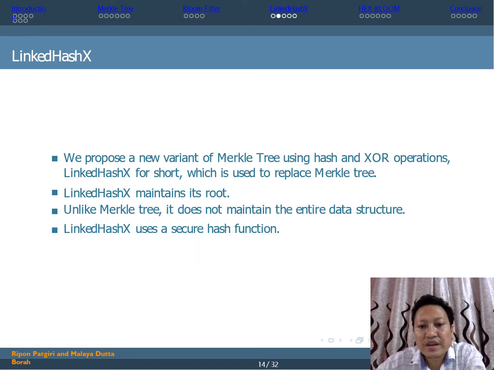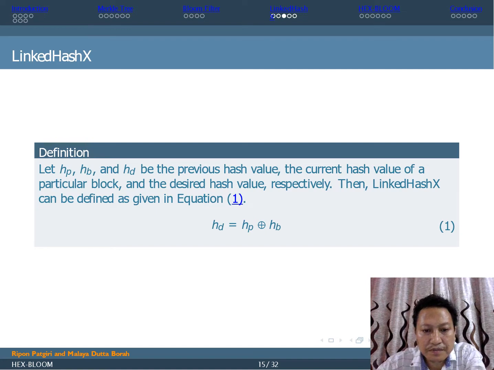We propose a new variant of the Merkle tree using hash and XOR operations, called Linked HashX for short, which is used to replace the Merkle tree. Linked HashX maintains only its root. Unlike the Merkle tree, it doesn't maintain the entire data structure. Linked HashX uses a secure hash function like Merkle.